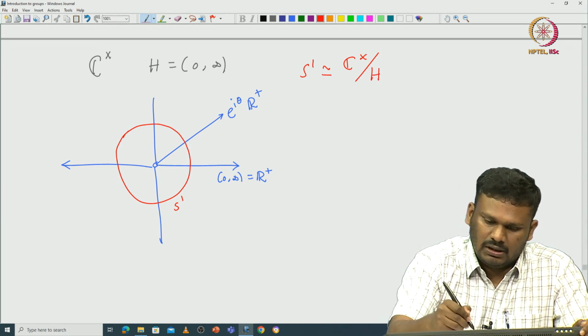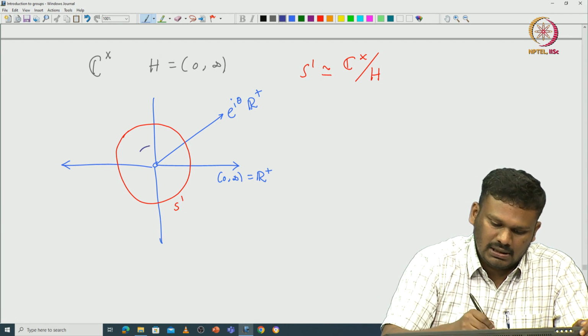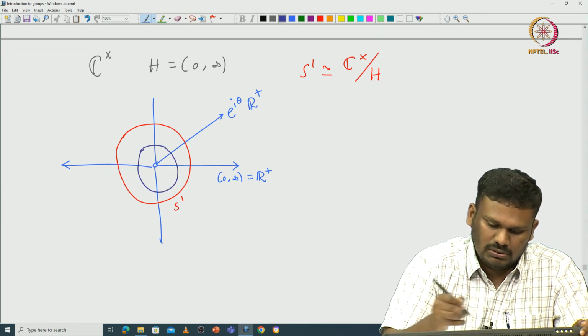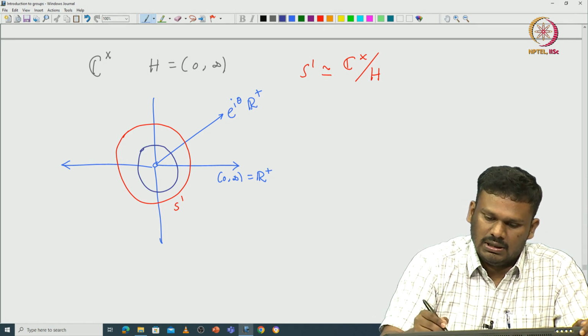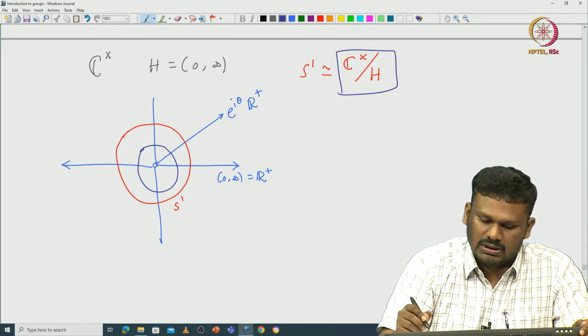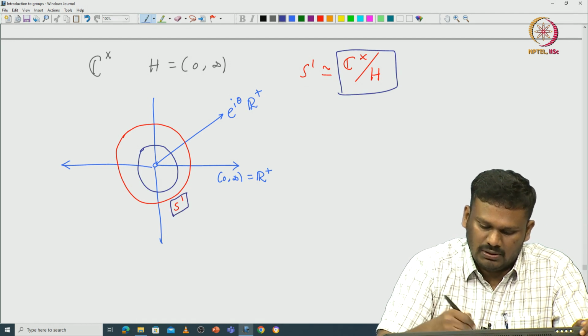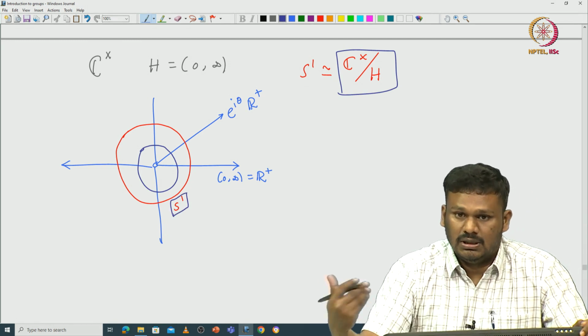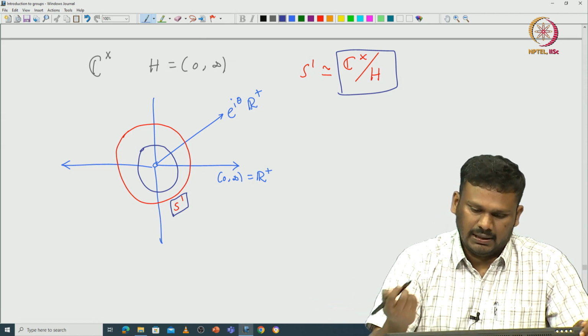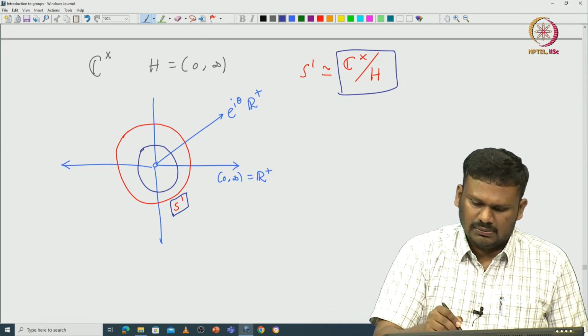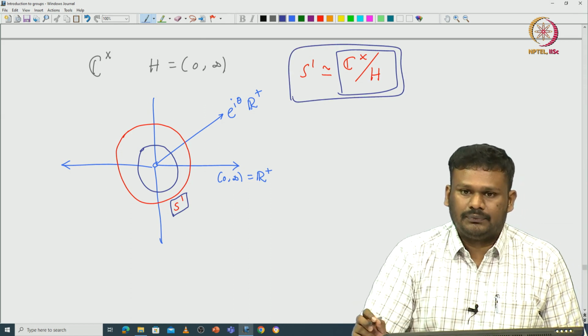Not only that, we can also take any circle which is centered at 0, and that will again be a parametrizing set for C cross modulo H. But this S1 is somewhat special because that is what gives us another group. We will see later what the connection between these two is and so on.